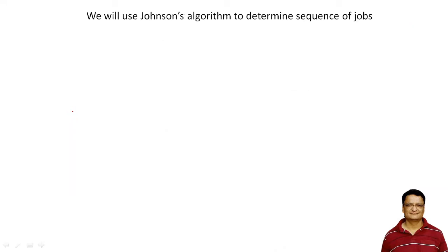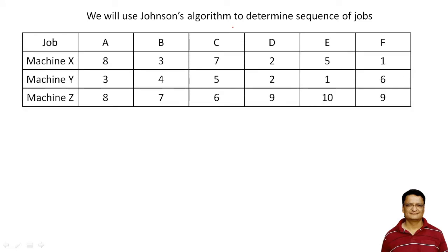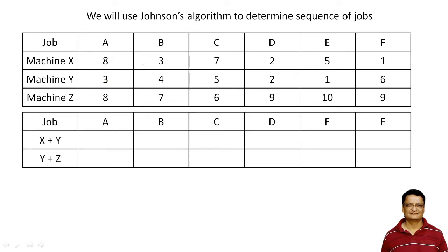So let us solve this example with the help of Johnson's algorithm to determine the sequence of jobs. We wish to find a sequence which will give us the total minimum elapsed time. This is the matrix already given in the problem, and these figures represent the processing times. For example, this 8 represents the number of hours required for job A to be produced on machine X, and likewise. Now we need to reduce this matrix to a smaller matrix.